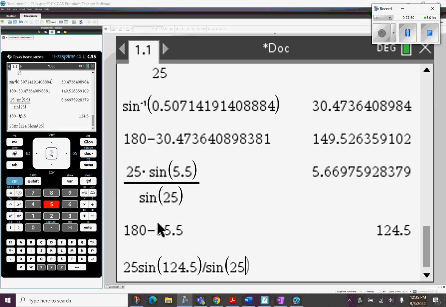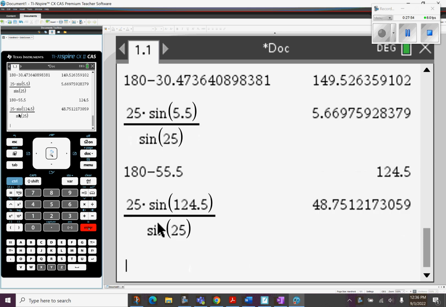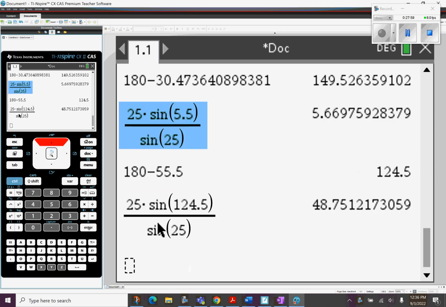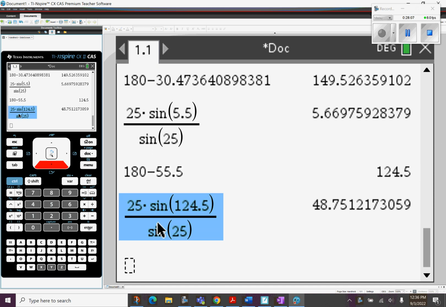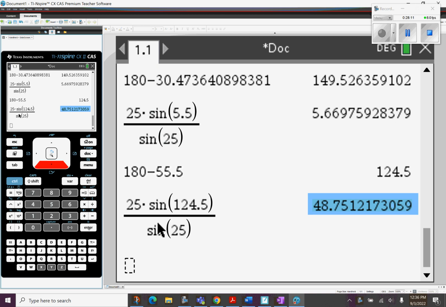Okay, so again, notice here it's a very similar calculation that I did earlier with the really small angle, which gave us a very short side A. Now that we're doing this again with an obtuse angle, we're getting a very much longer side A at about 48.8.